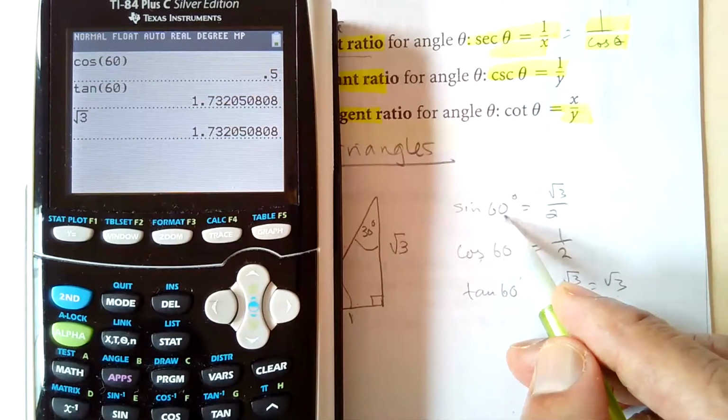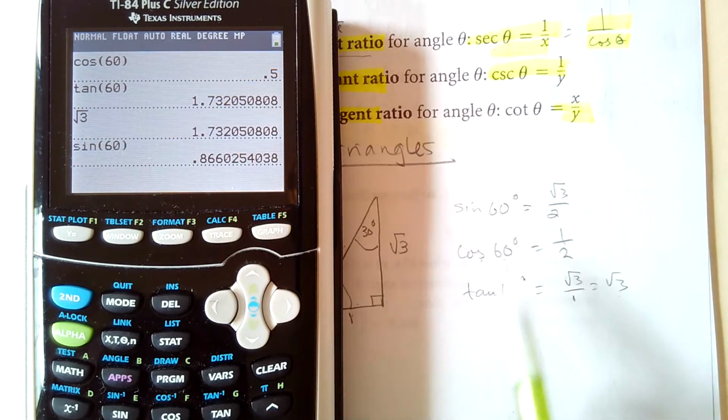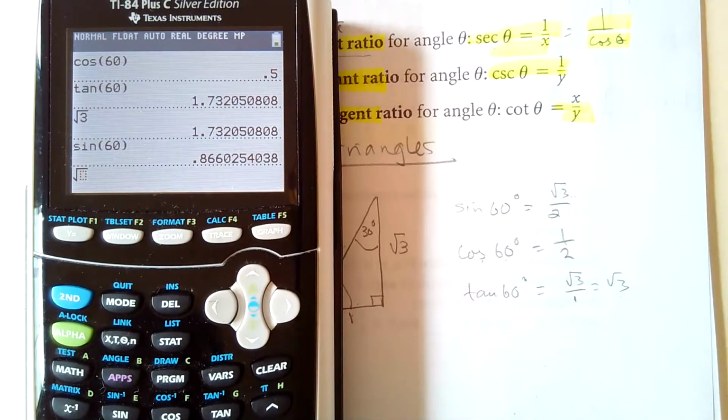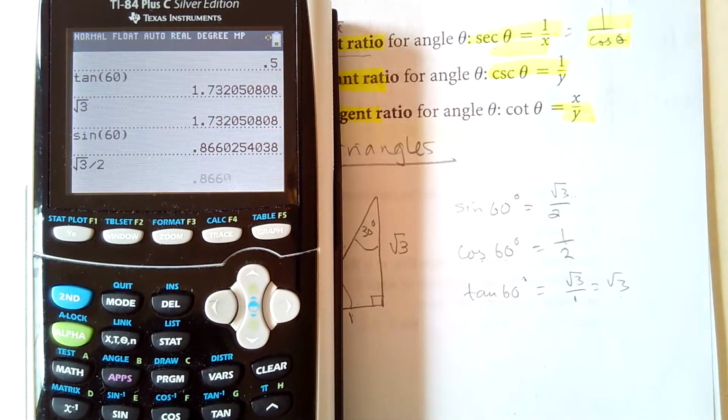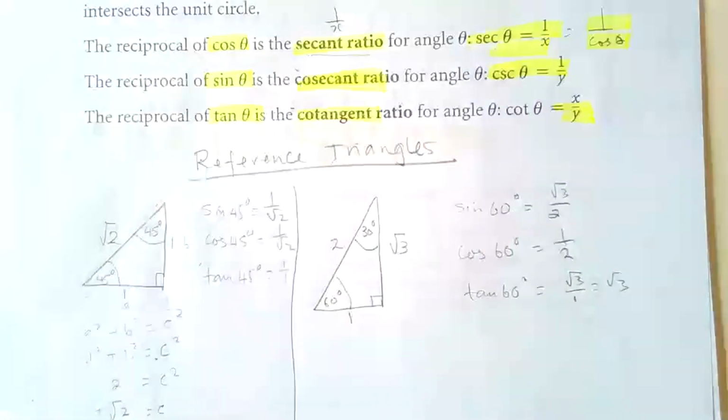Sine 60 degrees is equal to 0.866. But I'll show you there's a reverse there. We'll complete the unit circle in a minute. And if you were to prove this, we have root 3 divided by 2, which is 0.866. We'll see this will be the reverse for the 30 degrees angle. So these are your reference angles for 60 degrees.